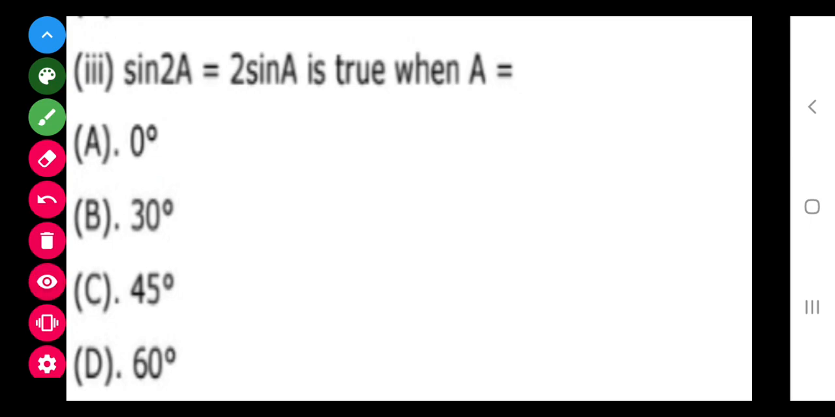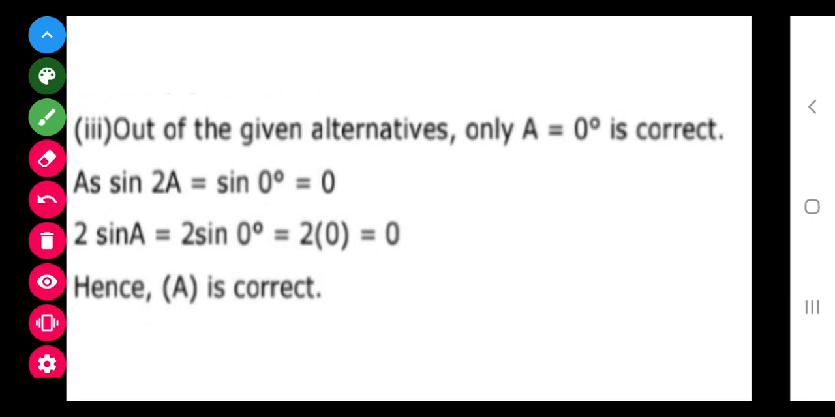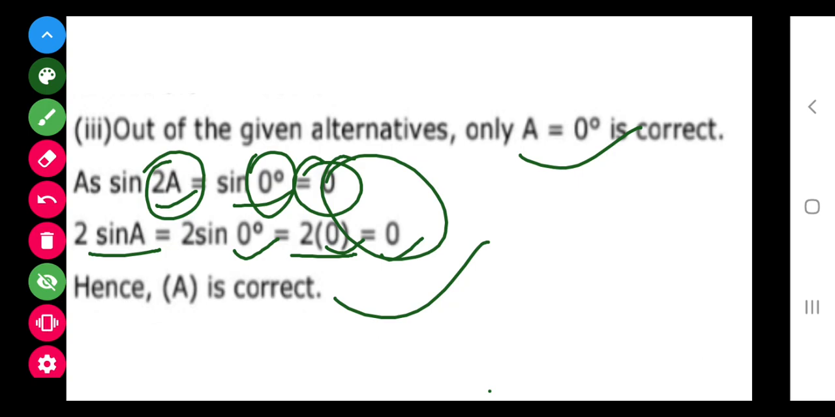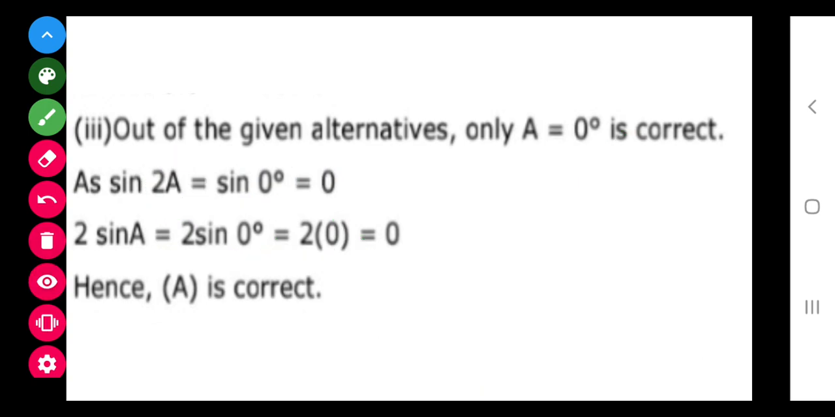So on a trial basis, 0 is the answer. See the solution. 0 is the correct answer, because on substituting 0 here, it will become sin 0, because 2 into 0 is 0, and sin 0 is 0. Here on substituting in RHS, sin 0 is 0, 0 into 2 is 0. So you can see that both are coming as 0. So option A is the correct one.